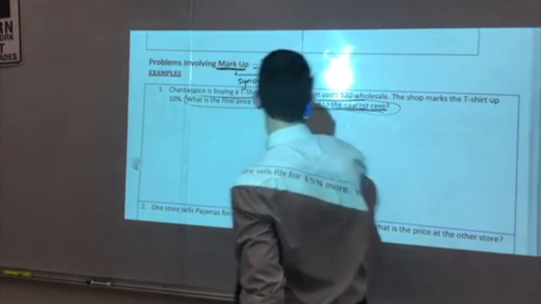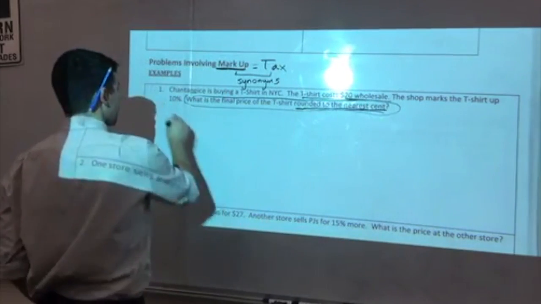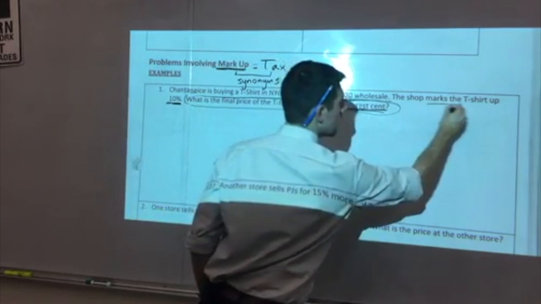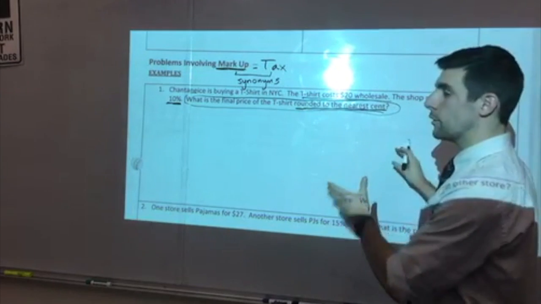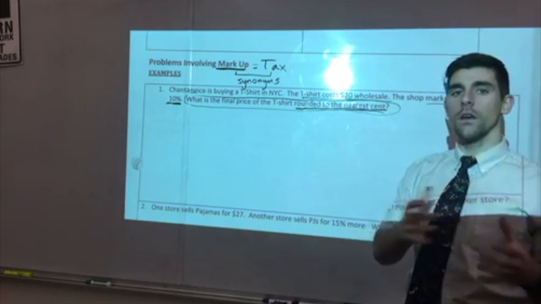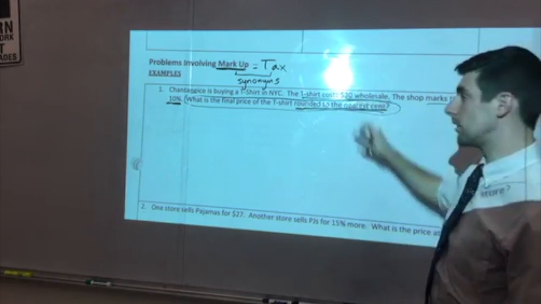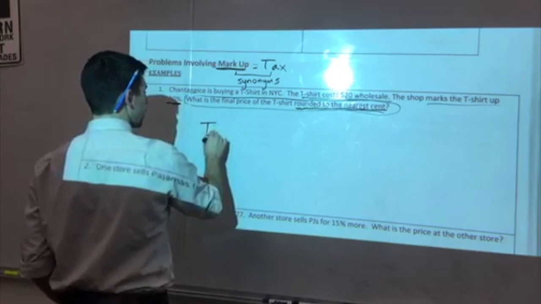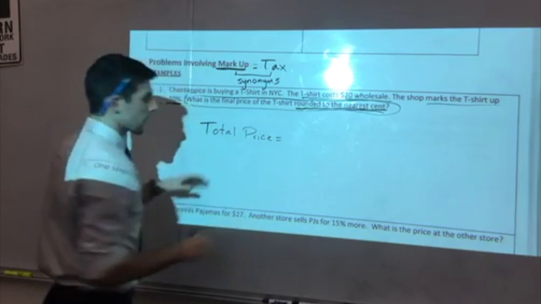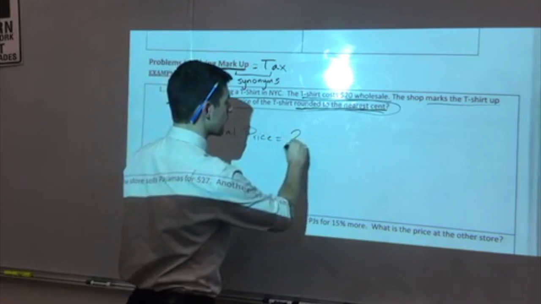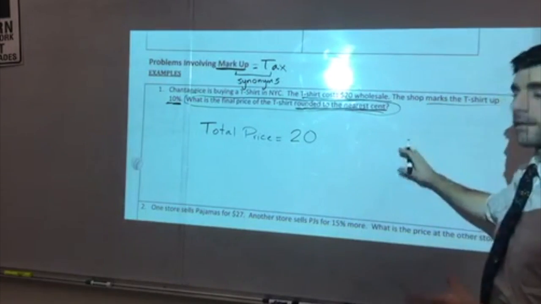I need to underline all the information to help me figure this out. The t-shirt costs $20 wholesale, and the shop marks it up by 10%. That means whatever it costs, 10% of that value, I'm going to pay that extra 10% value to make that total price. So like my end price will be more than just the $20 I see here. So imagine I have this total price. That total price is equal to the original cost of the t-shirt, so that's $20, plus 10% of that 20. That's what's going to be my eventual.